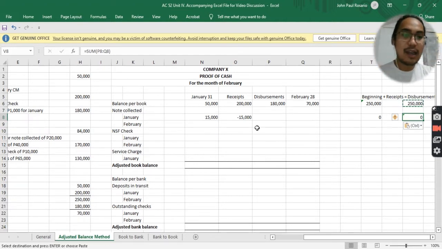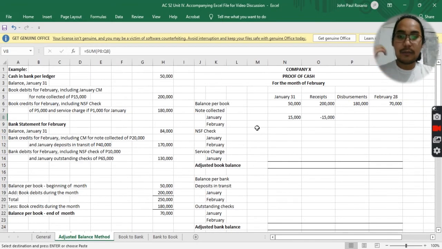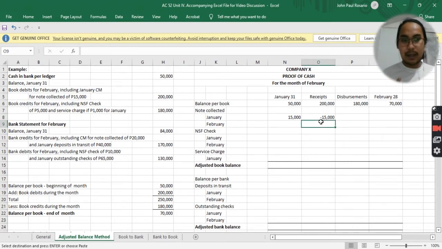Now we go to the February credit memos. For your February credit memo, the book has not yet recorded it as a receipt. So meaning you have to add it back to the receipts in the books. So our goal here is to bring the receipts and disbursements of the books towards the should-be, adjusted amounts of receipts and disbursements. Okay. So the February credit memos amount to 20,000, I think.